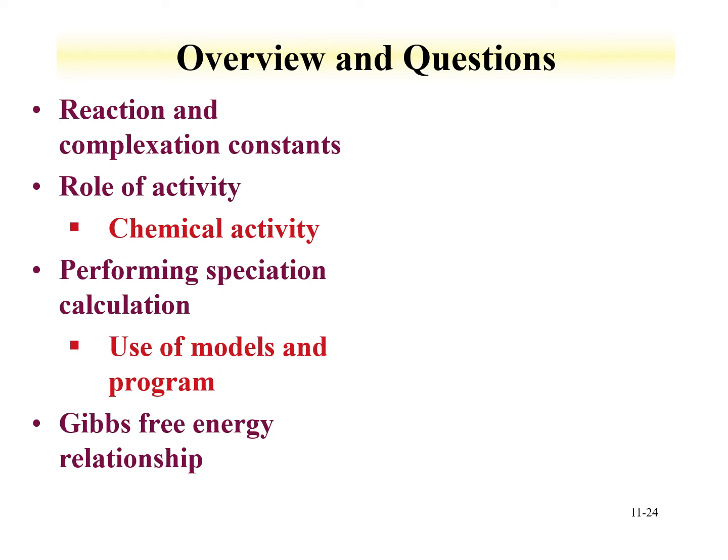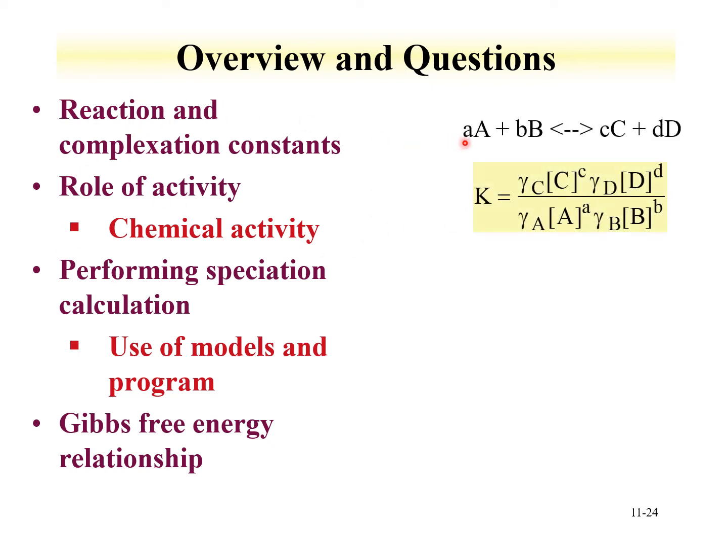What was presented in this lecture includes reaction and complexation constants, and the role of activity, chemical activity, in those constants. As was shown here, we can have a reaction where we get some reactants going to some products. The complexation constant, or some equilibrium constant, is shown here, where we have the products divided by the reactants. Here we have the chemical activity included. So these are the equations that we use to determine speciation. So if we have this value known at equilibrium, we can determine the relative concentration of each species.